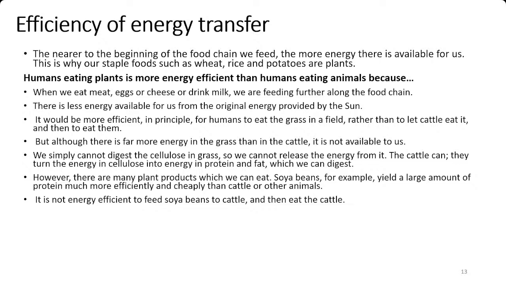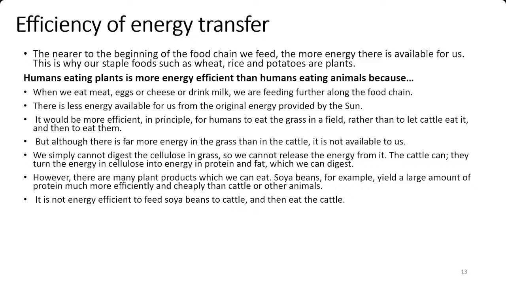Now, when you look at the efficiency of energy transfer, the closer to the beginning of the food chain you are, the more energy that's available for us. That's why staple foods such as wheat, rice, and potatoes are plants, because they have more energy in them. Humans eating plants is more efficient than humans eating animals.